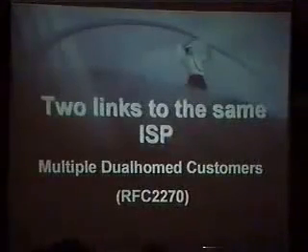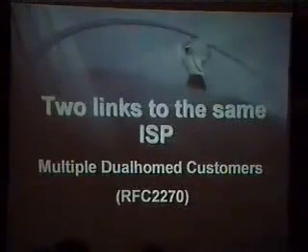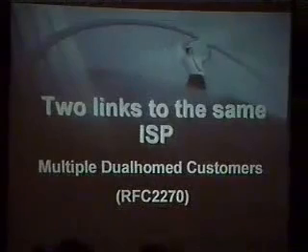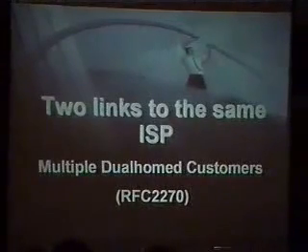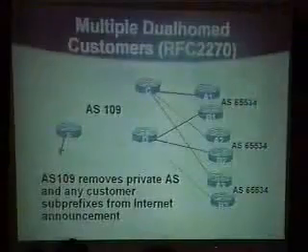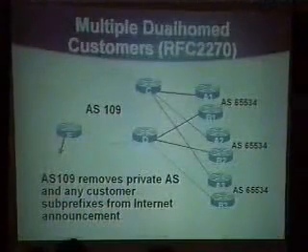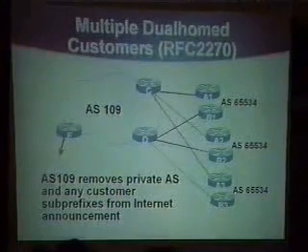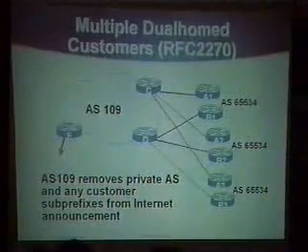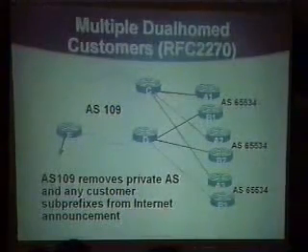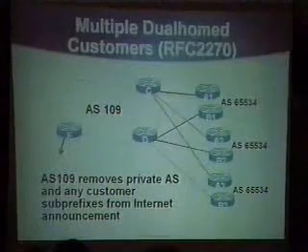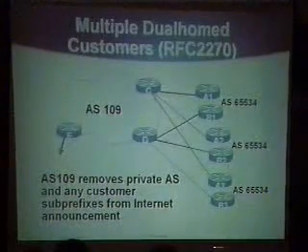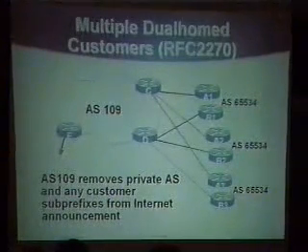Right, two links to the same ISP. In other words, you've got multiple dual-homed customers. For this example, RFC 2270 is what that's been written up in. I don't know how many people do this, but I think it's quite neat. The funny thing is, when I ask people why they don't do it, they say, oh, you can't do this because BGP loop detection will cause this all to break. And it doesn't, not a bit. You'll see why in a minute.